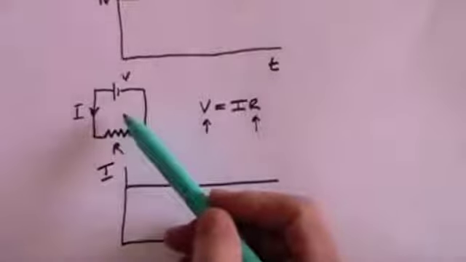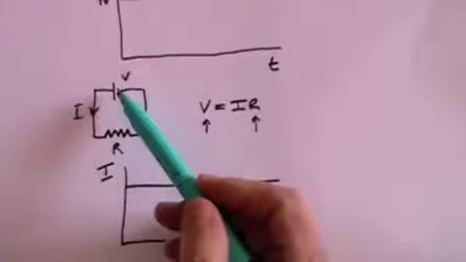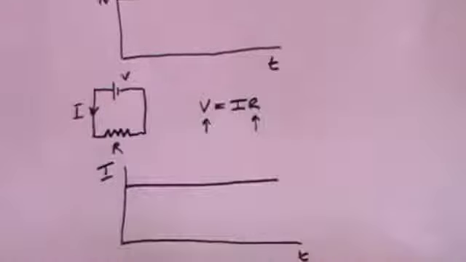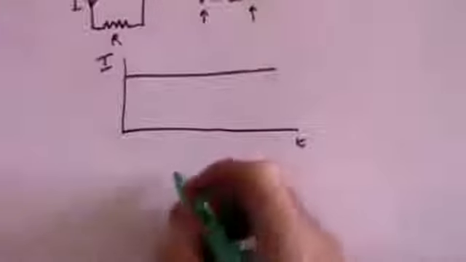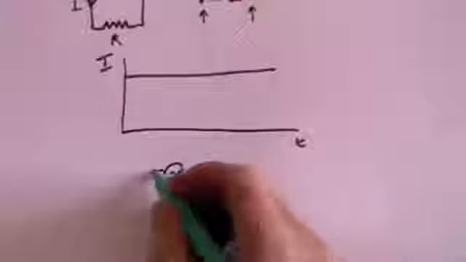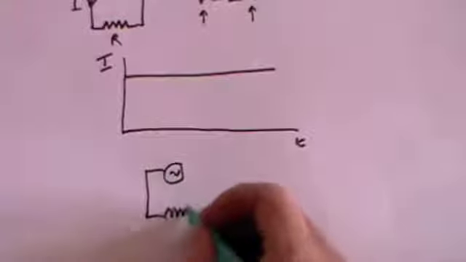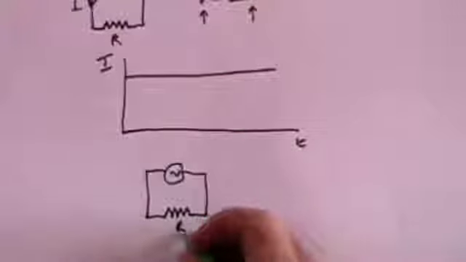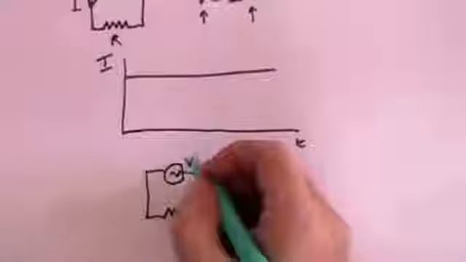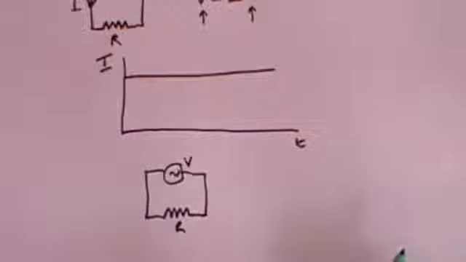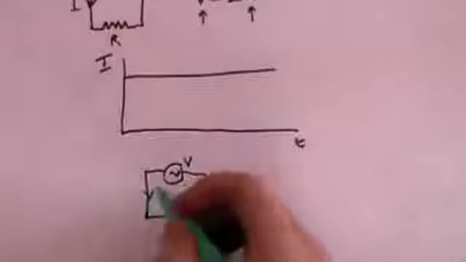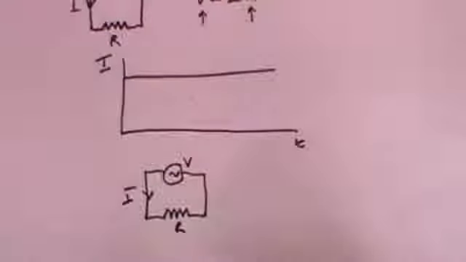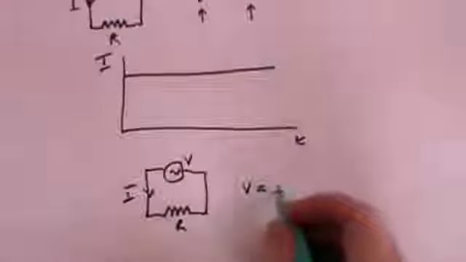Now let's take this circuit here and take the battery out and instead replace it by an alternating current supply. So we have our alternating current supply going through our resistance R. And the supply will have a voltage and there will be a current flowing through the circuit. And Ohm's law will still apply.